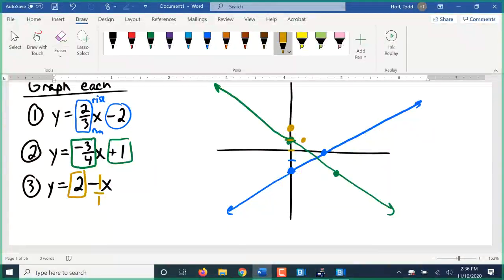If we need to keep going, if those 2 points are too close together, we can do it again. We can go down 1, run 1 again, and get another point. We can keep doing that as many times as we needed to. And there's our line.